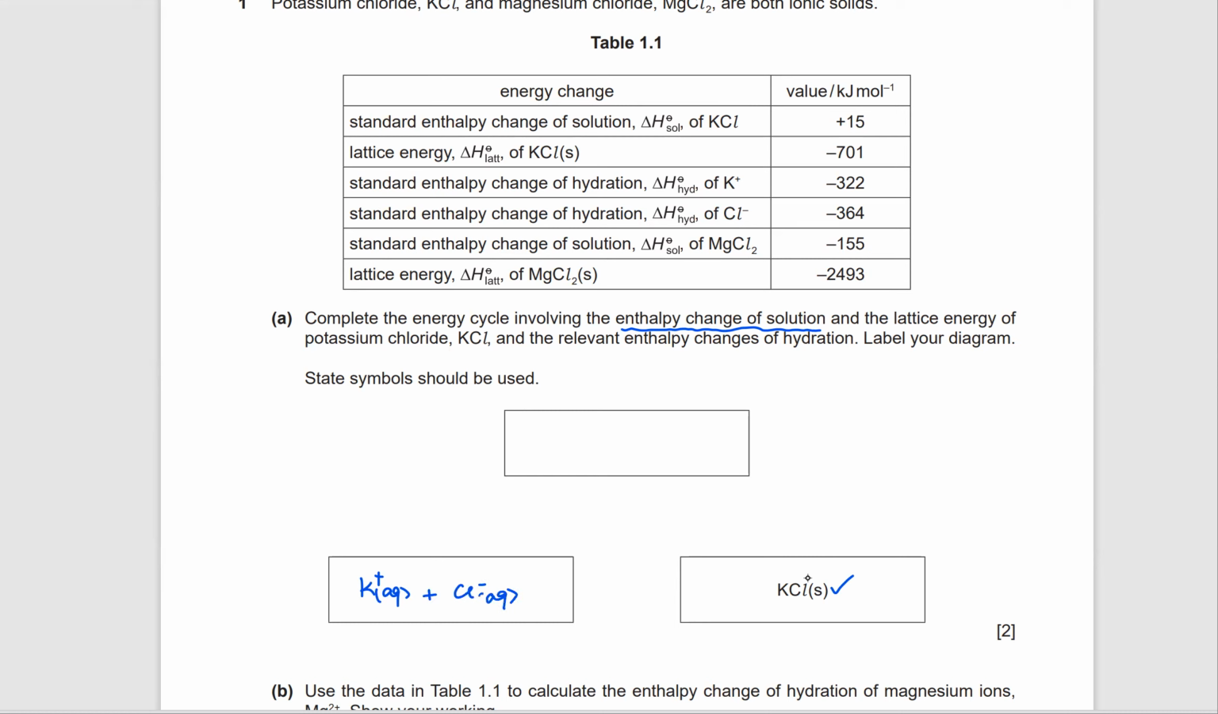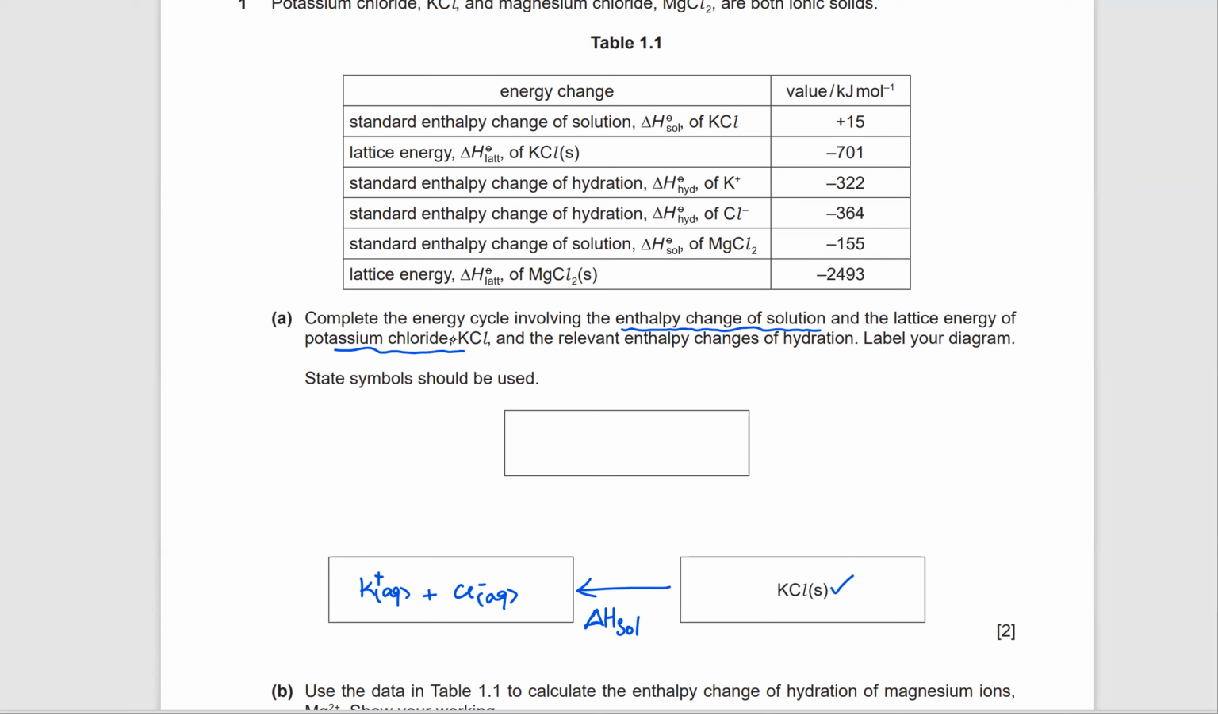Whenever an ionic compound dissolves, it dissociates, okay. So you've got this going on. KCl solid turning into KCl aqueous. This is your enthalpy change of solution. By definition, this was the enthalpy change of solution. So now the lattice energy of potassium chloride.